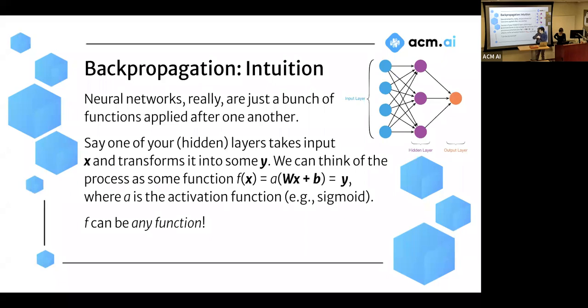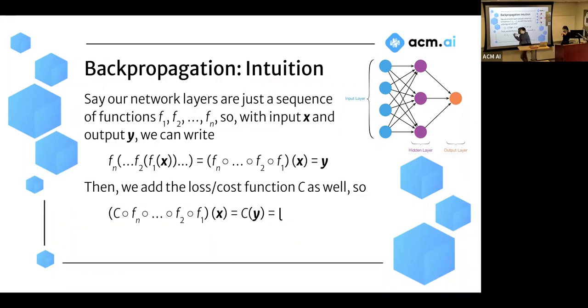So I'm going to go for a more simplified example where we just have fully connected neural networks. Suppose one of your hidden layers takes some input X and transforms it into some output Y. We can think of the process as some function f of X equals the activation of Wx plus b, equals Y, where A is the activation function, for example sigmoid or ReLU. And the important thing is f can be any function. I'm just using a simplified example here, but f can be any function.